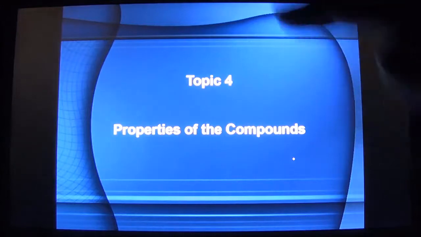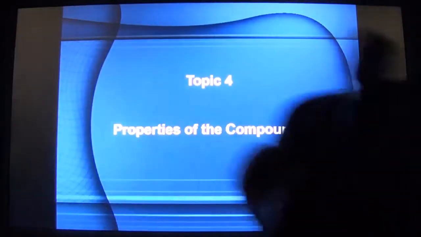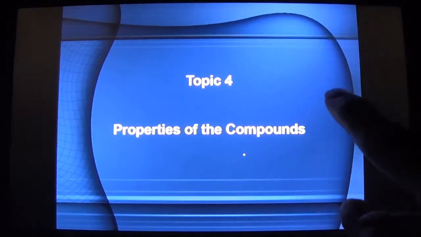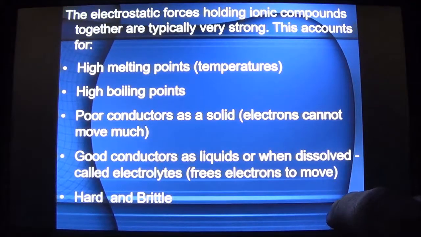Okay, so draw a line across all your four columns, and here's topic 4. So put that in the far left column. We're going to talk about properties of the compound. Now that you know what makes up the compounds and how strong or weak the bonds are, what can we expect from the properties, just the general characteristics? What is it going to be like? A lot of these should be familiar to you.